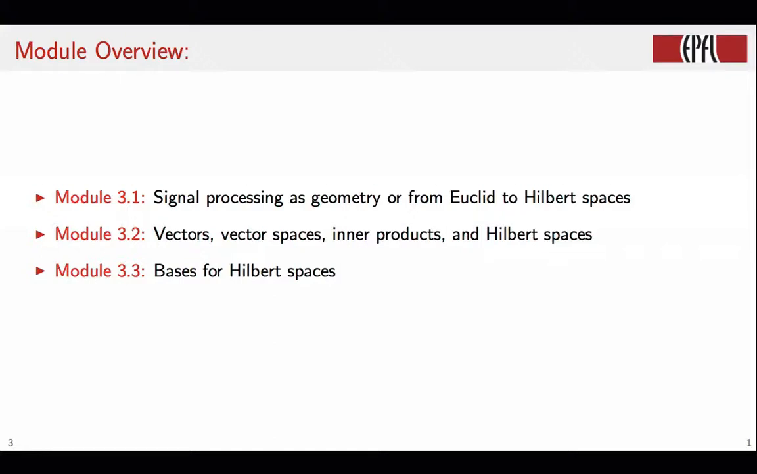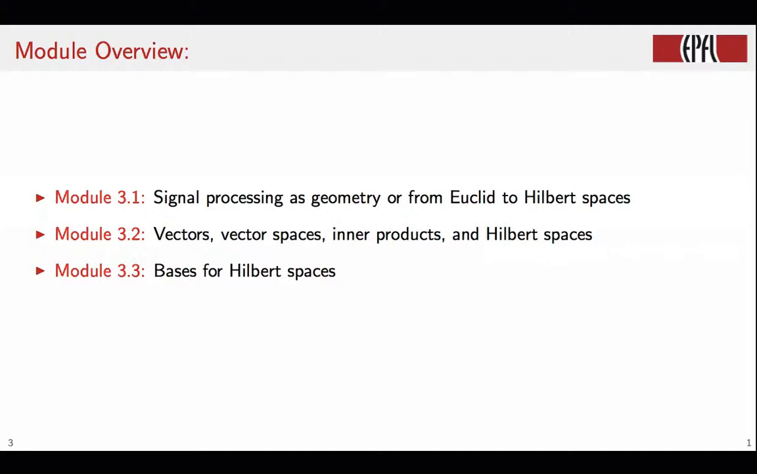The module is split into three parts. The first one is a very lightweight introduction to signal processing seen as geometry. And that's really the Euclidean view of the world and how we try to go from that very classic view to Hilbert spaces. Module 3.2 is more formal, defining vectors, vector spaces, inner products, and finally Hilbert spaces. Module 3.3 discusses the construction of bases for Hilbert spaces, in particular orthonormal bases.